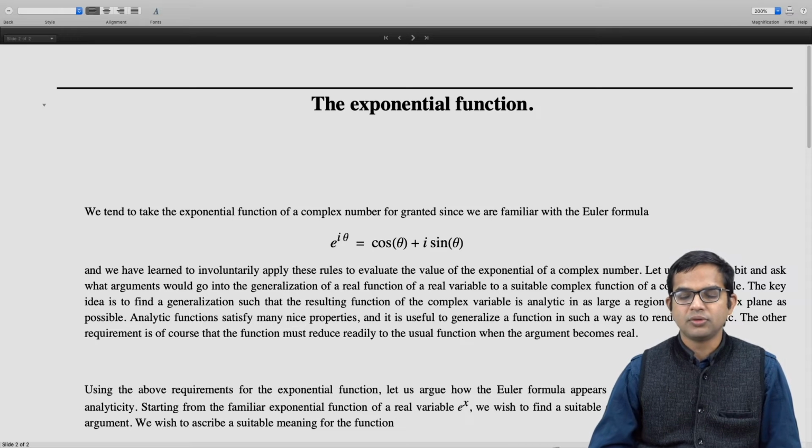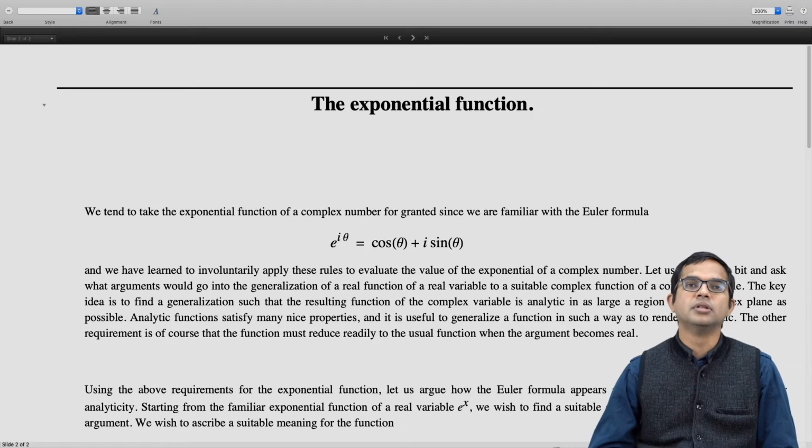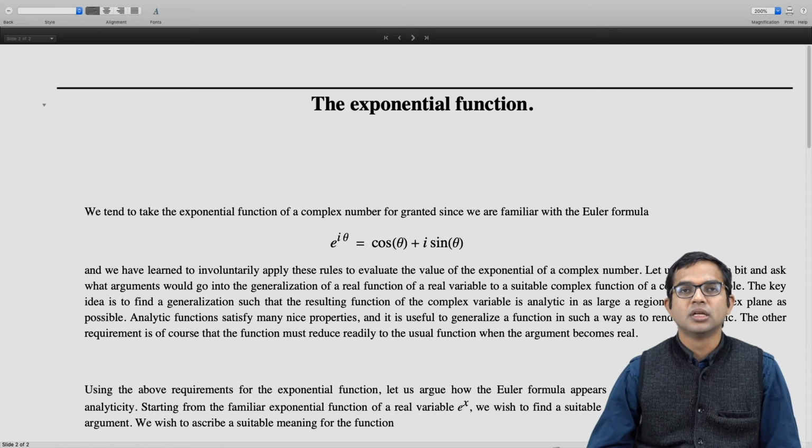So in this lecture, we will look at how, starting from the idea of an exponential of a real variable, if we wish to generalize this function to apply it on complex numbers, we can do this in such a way that we have analyticity for this function in as large a region as possible, right?